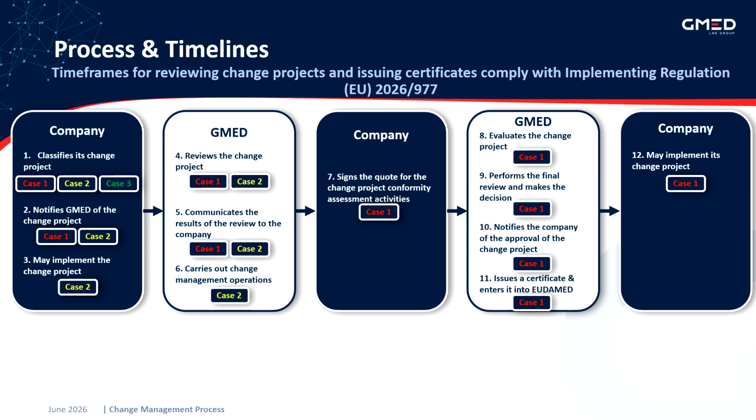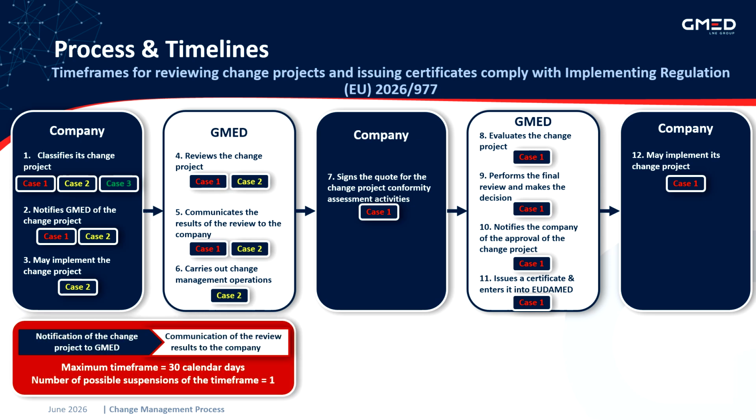The timeframes for GMED to complete certain operations in the change management process are already aligned and comply with the requirements of Implementing Regulation EU 2026-977. After the company notifies GMED of the change project, GMED conducts the review and communicates the results of this review to the company within a maximum of 30 calendar days. The number of possible suspensions during this phase is limited to 1. This time frame applies regardless of the category of the notified change.